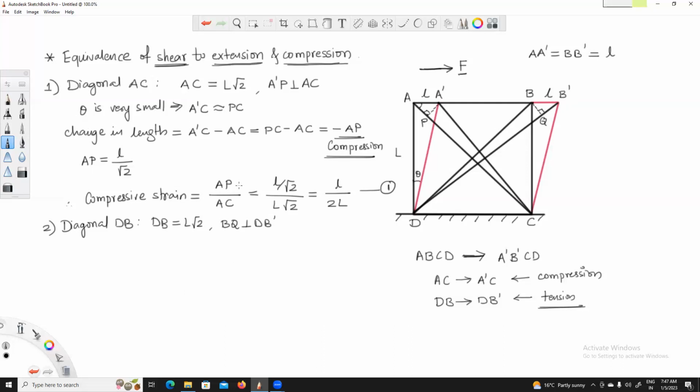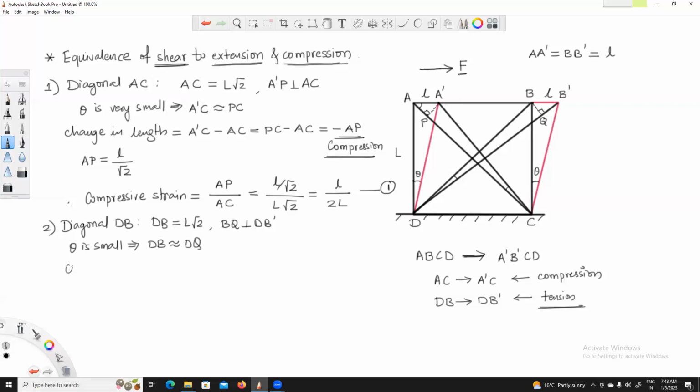Again, I have assumed that this angle is also theta because it is also shifted by l. So the angle by which this diagonal gets distorted is actually small. If you look at this particular angle, it is very small. As these angles are small, theta is small, so I can assume that the length of DB is approximately the same as the length of DQ.